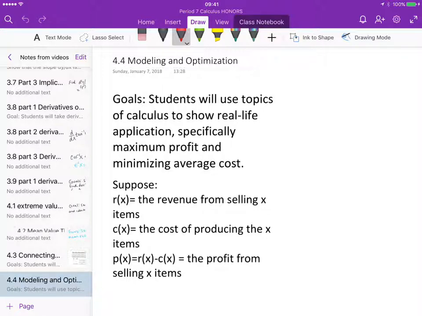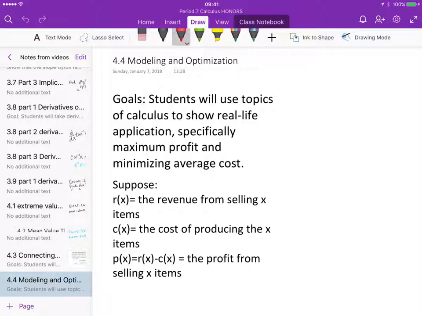So our goal for this video is to use topics of calculus to show real life applications, specifically talking about how to maximize profit and minimize average cost, okay? So the reason why I want to look into this is, one, at some point in your scholastic careers, everyone's going to have to take some kind of economics course, and so this will give you a little bit of an insight into economics if you have not taken it already.